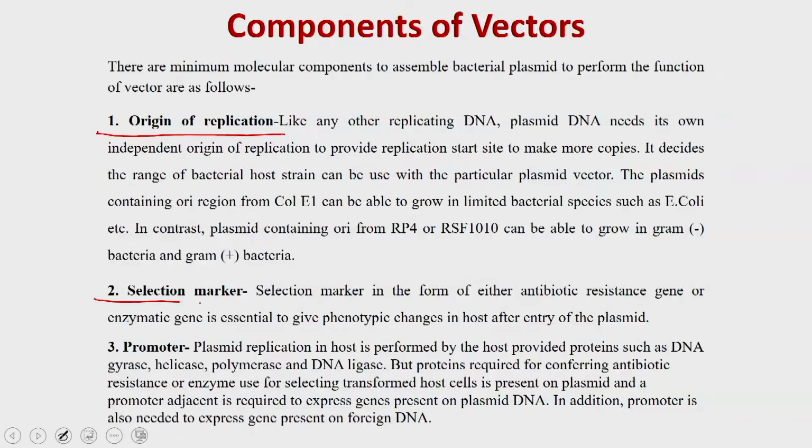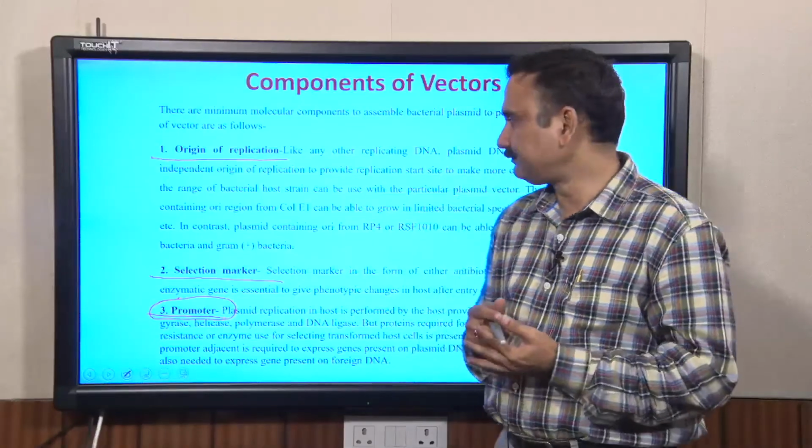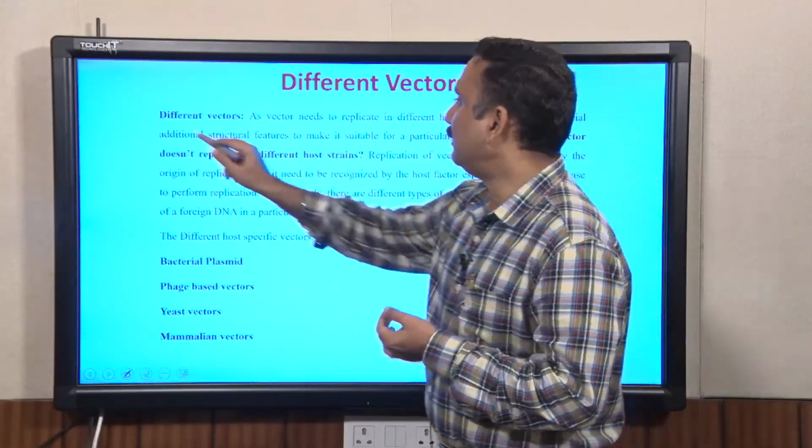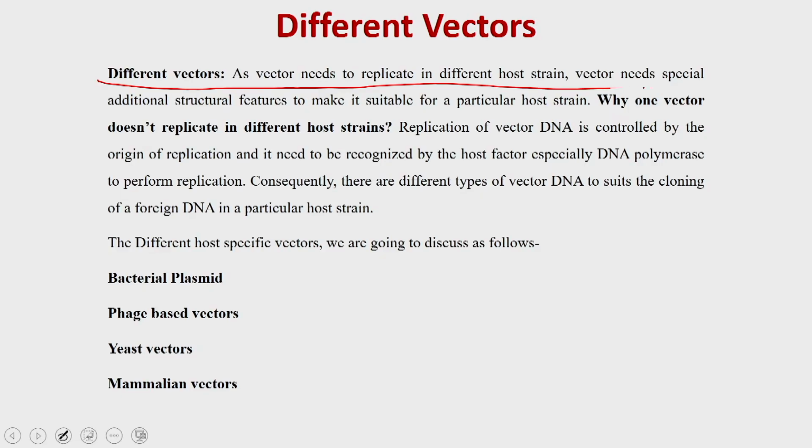Similarly, it should have a selection marker, so that it gives the phenotypic changes, and those phenotypic changes can be selected afterwards. Then it should have a promoter. The promoter is a requirement for those plasmids where you would like to have overexpression or protein production. Then we have also discussed the different types of vectors.